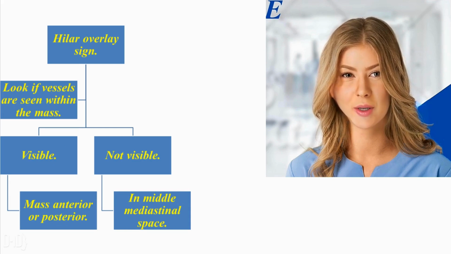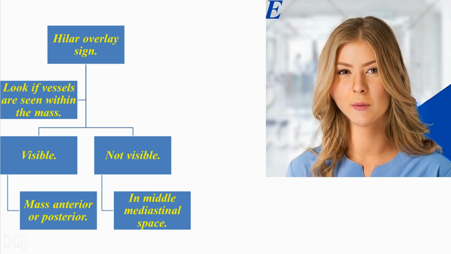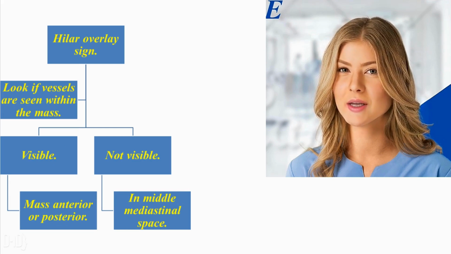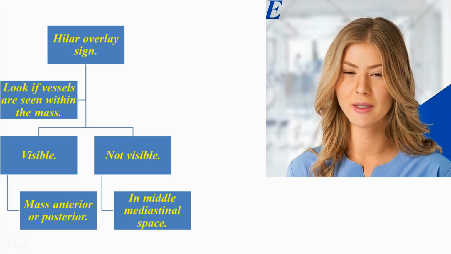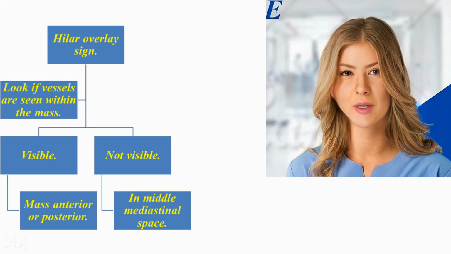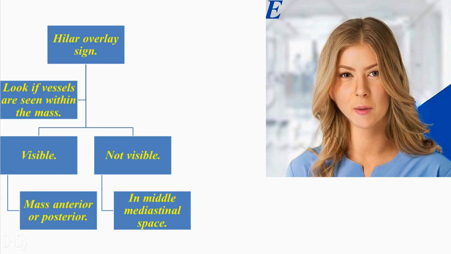Another sign we can use to differentiate between mediastinal compartments is hilar overlay sign. Look to vessels inside the mass. Is it seen or not? If it is visible, it will be anterior or posterior mass. But if it is not visible, it will be in the middle mediastinal space.